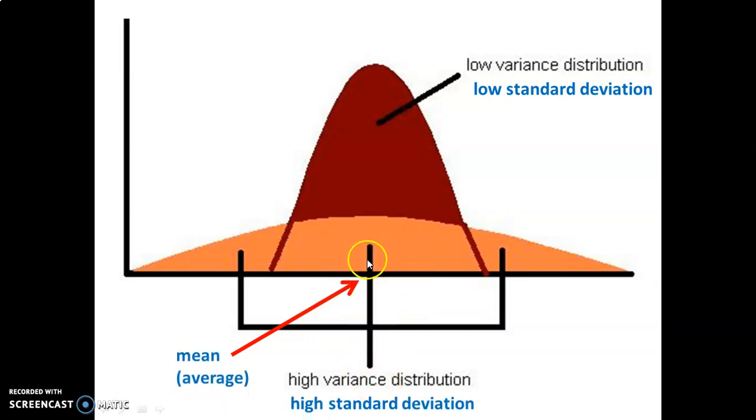In the middle here, we can say we have the mean or the average. Both these data sets, the light and the dark, have the same mean. We can see the mean is at the center of the distribution.